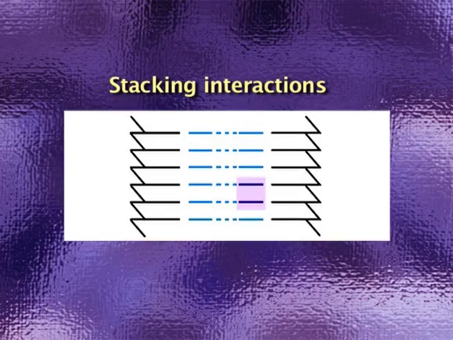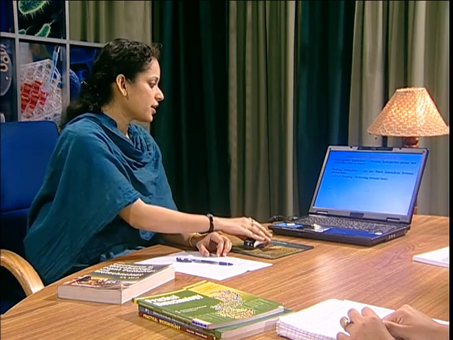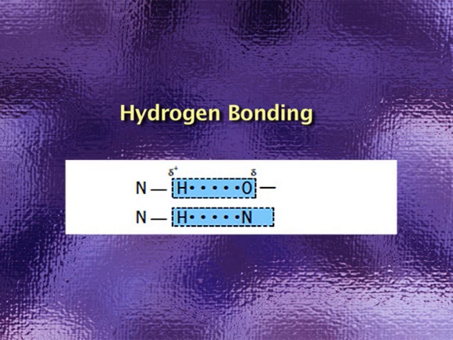The second force which contributes to the stability of the DNA double helix is stacking interactions. Stacking interactions are formed when two atoms are brought in close proximity to each other, also known as van der Waals forces. The third point is when hydrogen bonding takes place between the base pairs. So this contributes to the formation of energy.